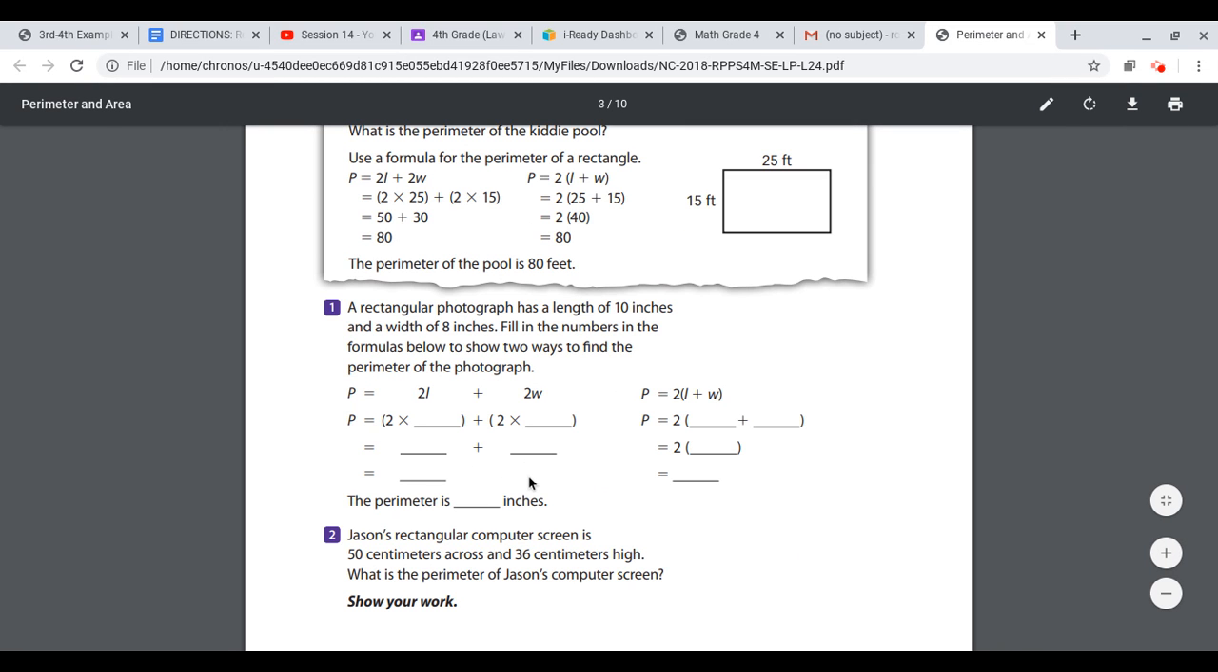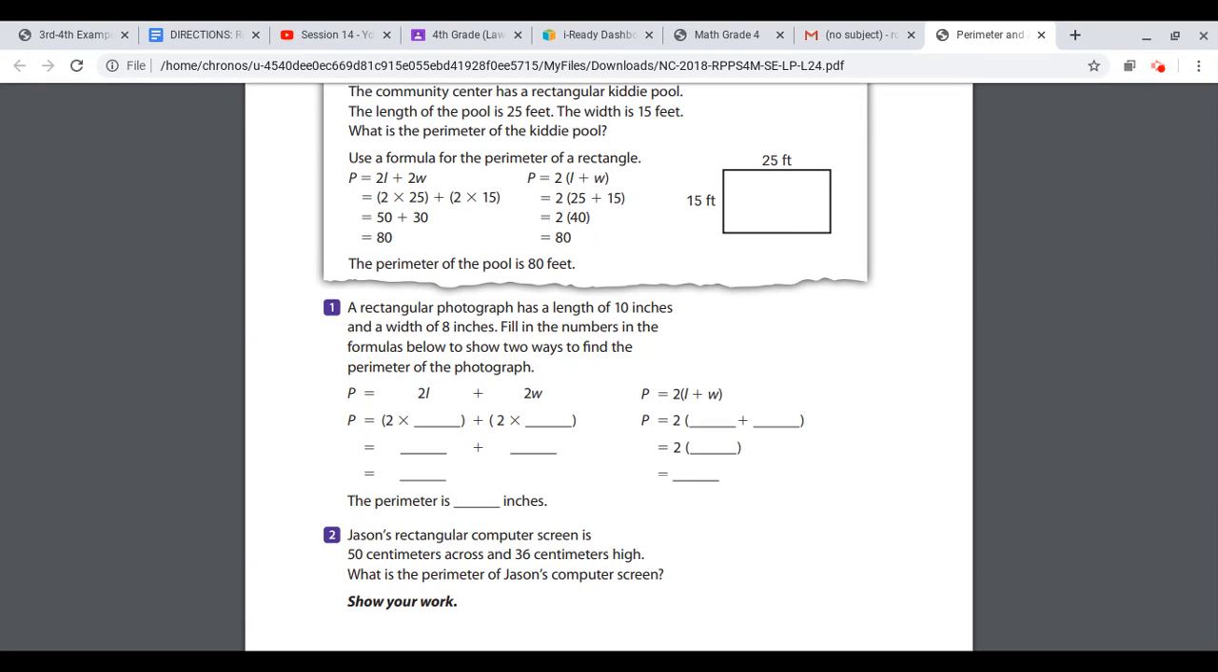Okay, let's do this one together. A rectangular photograph has a length of 10 inches and a width of 8 inches. Fill in the numbers in the formulas below to show 2 ways to find the perimeter of the photograph. So this blank right here, you're going to do the length. Over here, you're going to put in the width. So the length is 10, 2 times 10, and the width is 8, 2 times 8. 2 times 10 is 20, put a 20 here. 2 times 8 is 16, put a 16 here.